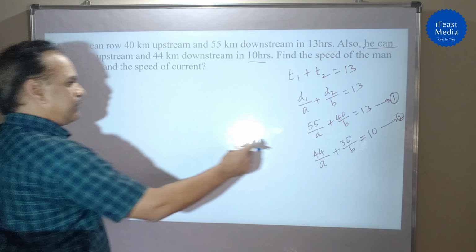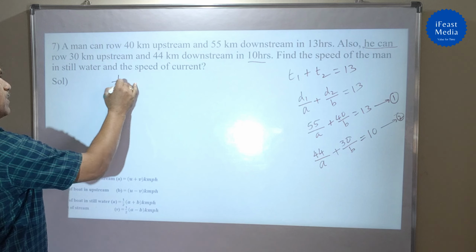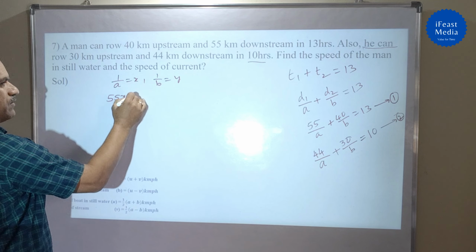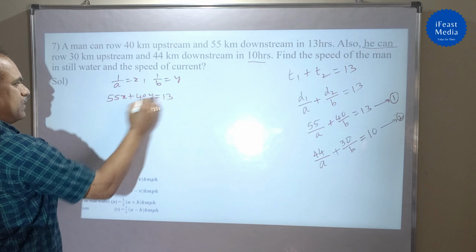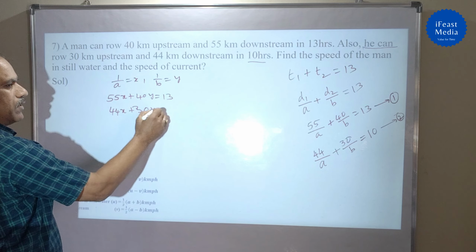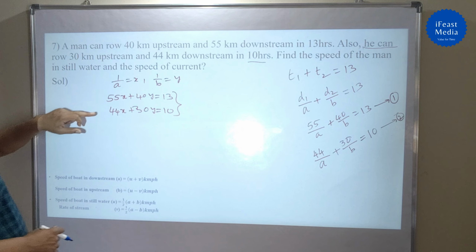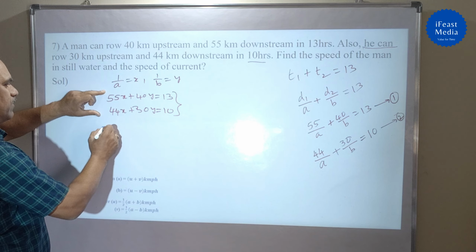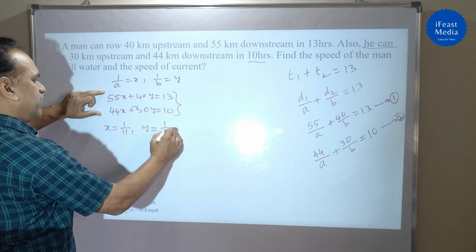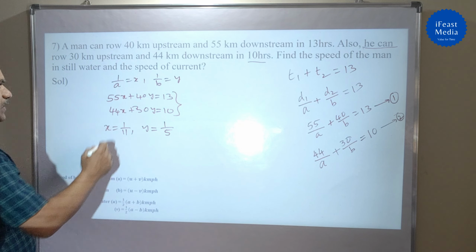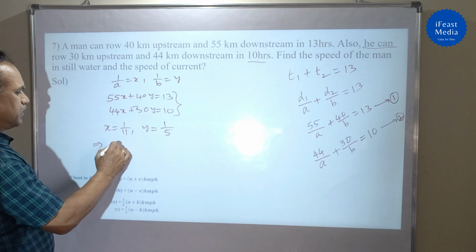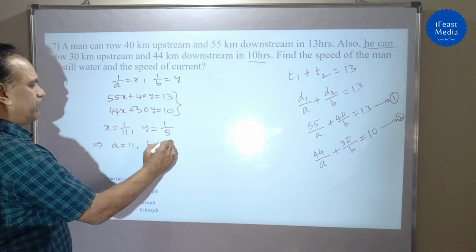But it is somewhat difficult to solve directly. So you take 1 by A equal to X, 1 by B equal to Y. It is 55X plus 40Y equal to 13, 44X plus 30Y equal to 10. After solving these two simultaneous equations, what you will get is X equal to 1 by 11 and Y equal to 1 by 5. So you take the reciprocal. X is 1 by A, so A must be 11 and B must be 5.